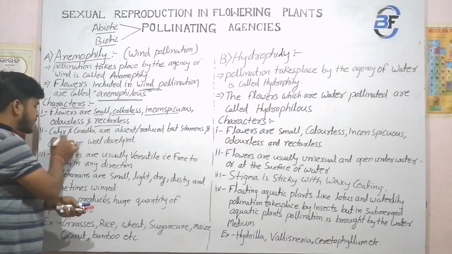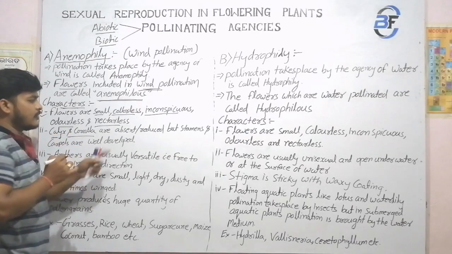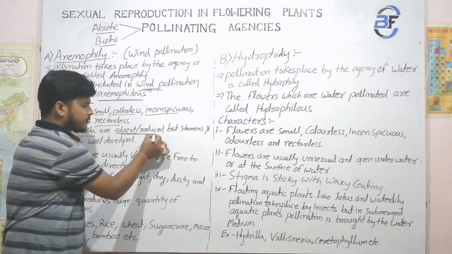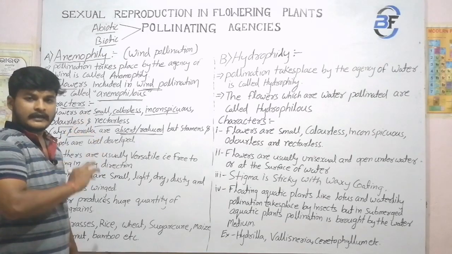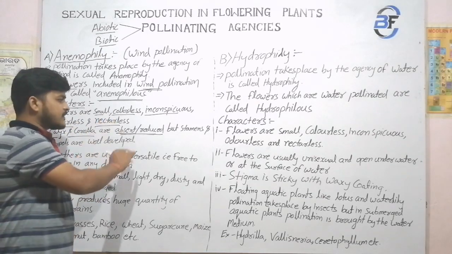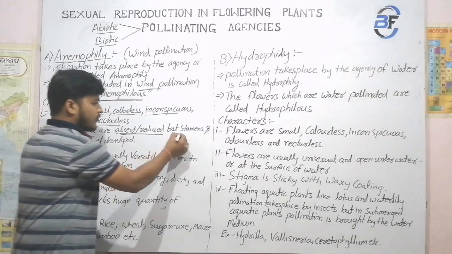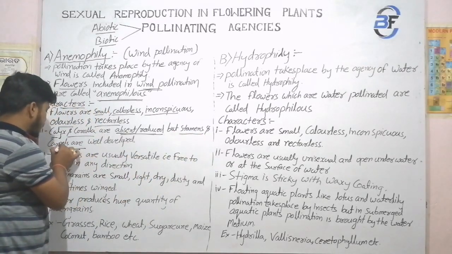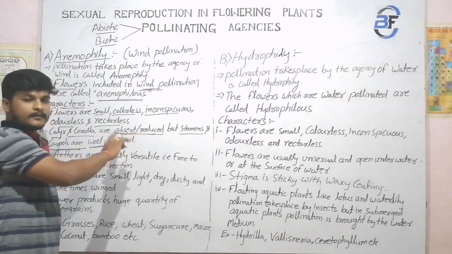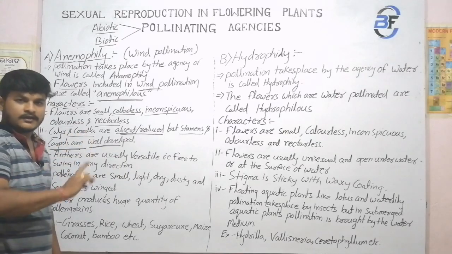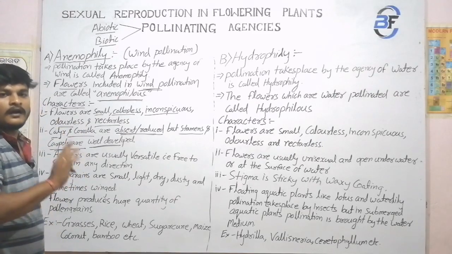Next, the two accessory whorls of a flower, that means calyx and corolla, are absent or reduced. Just remember it, calyx and corolla are both absent or reduced, but stamens and carpels are well developed. That means the male and female reproductive whorls are well developed.